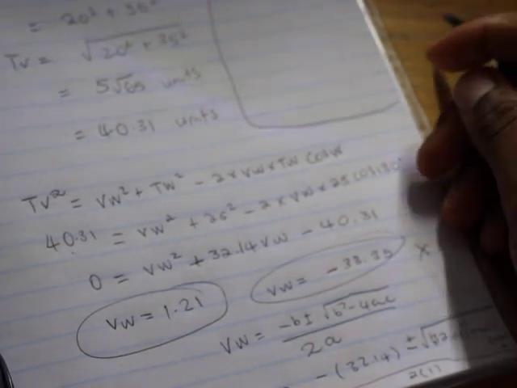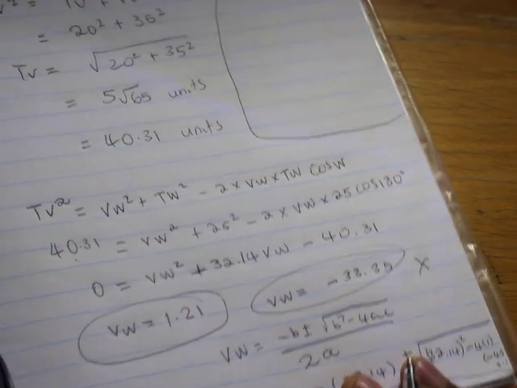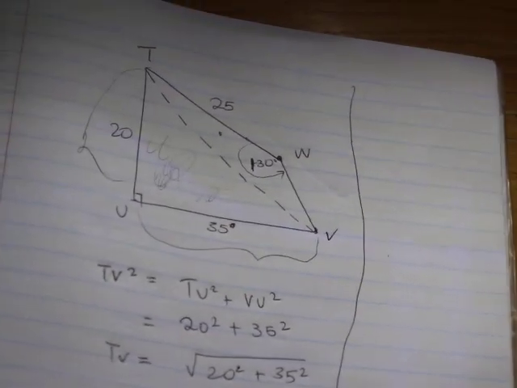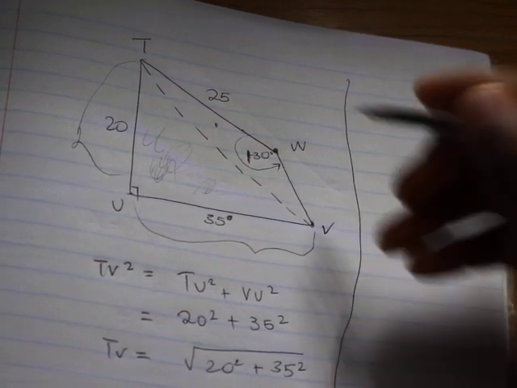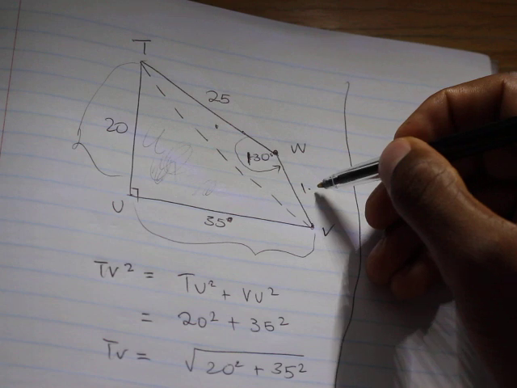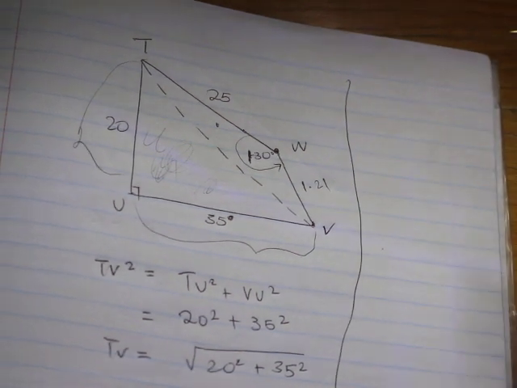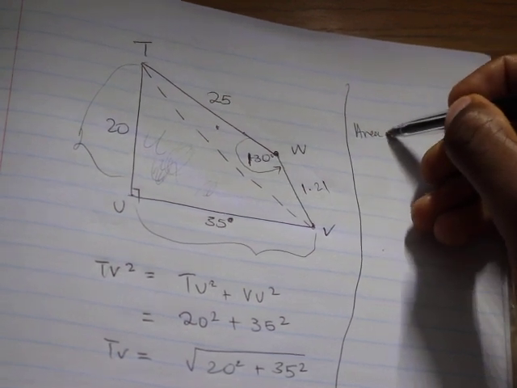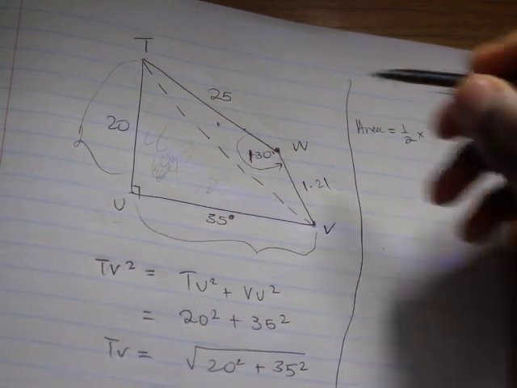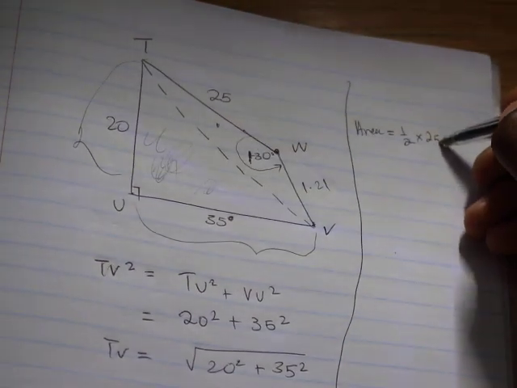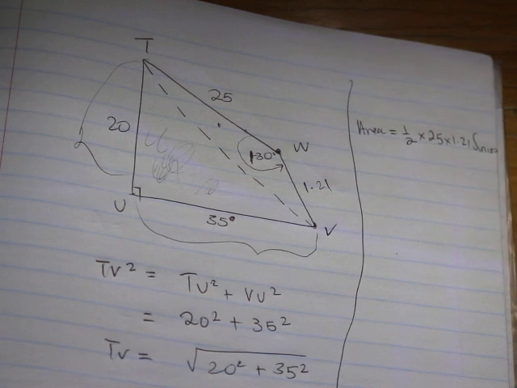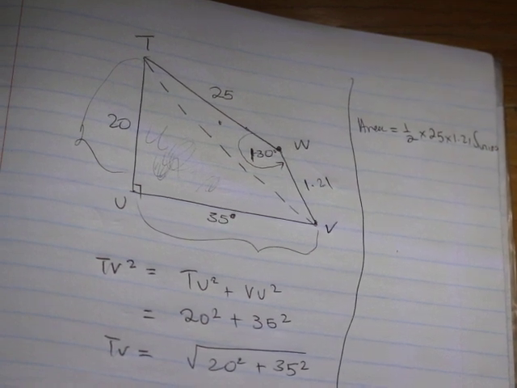So now that we've got VW, ladies and gentlemen, that's so exciting, because that means we've got two adjacent sides with known lengths and an included angle. So this is 1.21. So the area of that triangle is going to be like this. We're just going to use area rule. So area is going to be equal to 1/2 times the adjacent side, which is 25, and 1.21, then the sine of the included angle, which is 130. All right, 130.